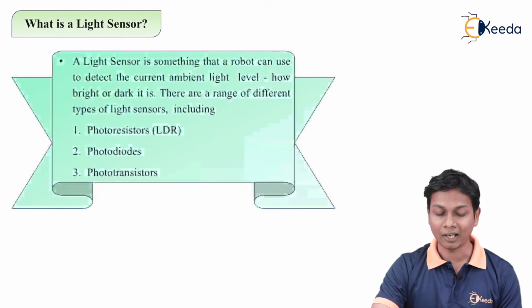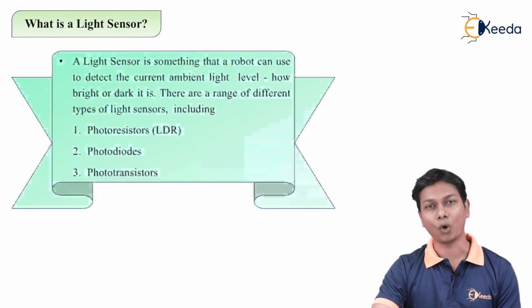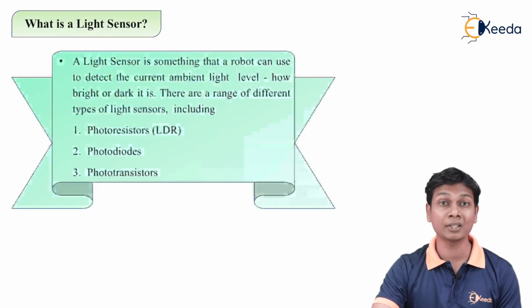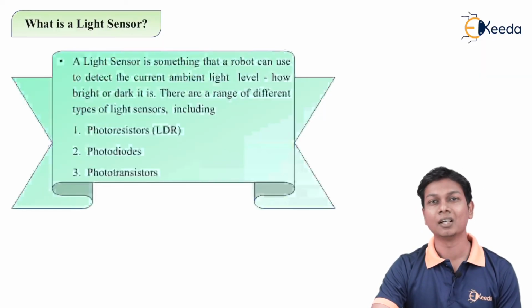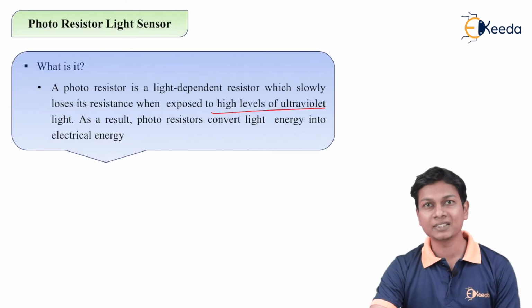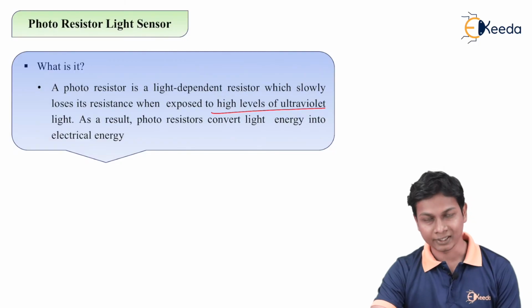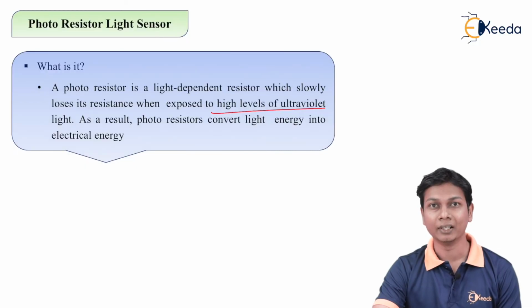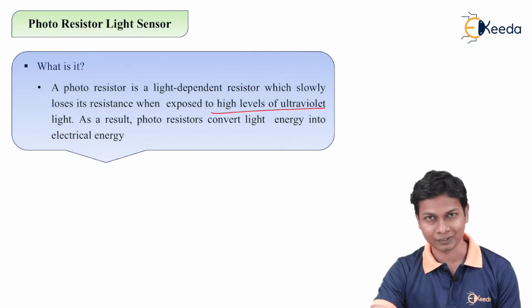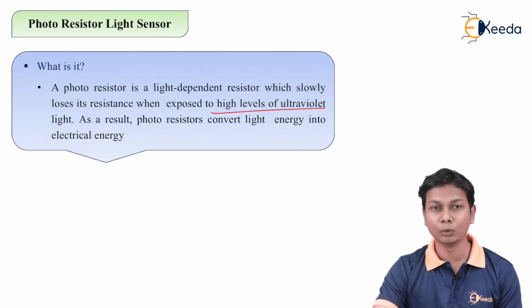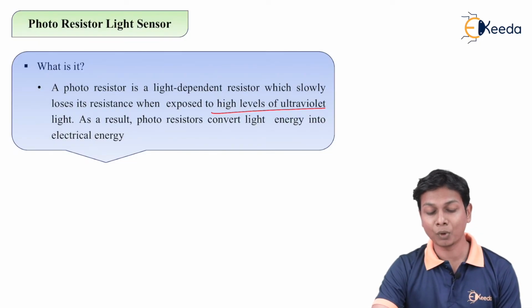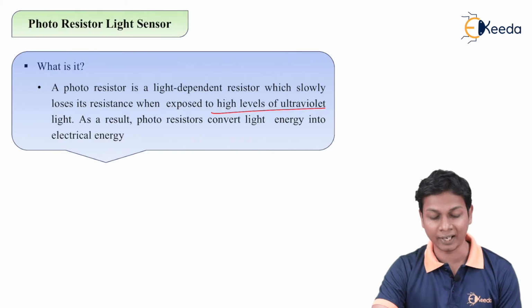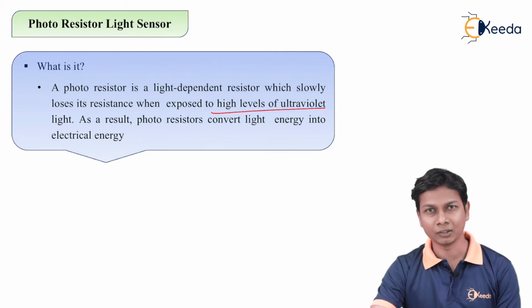First, we start with the photoresistor. One of the commonly used sensors is the LDR. Now we'll see the photoresistor light sensor. What is it? It is a light dependent resistor. So obviously, as I'm saying, it is an LDR type of sensor. How is it working? It slowly loses its resistance when exposed to a high level of ultraviolet light. As a result, it converts light energy into electrical energy.